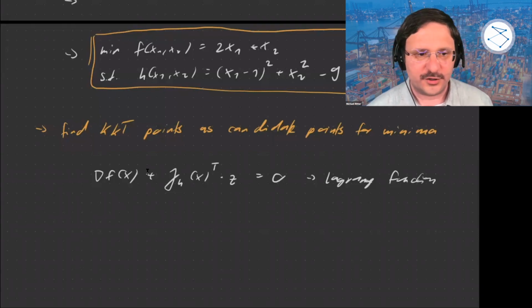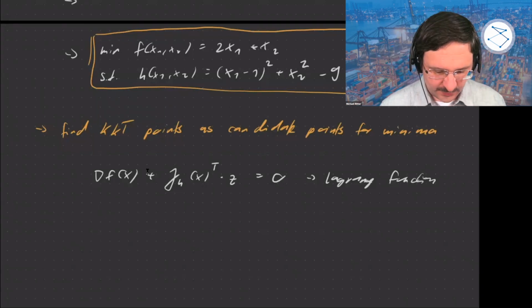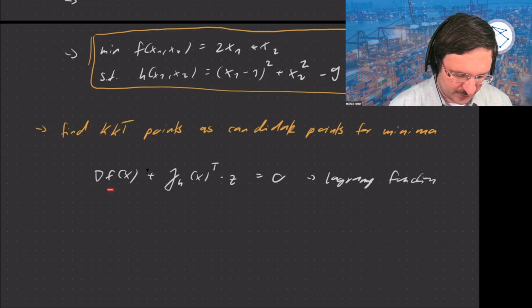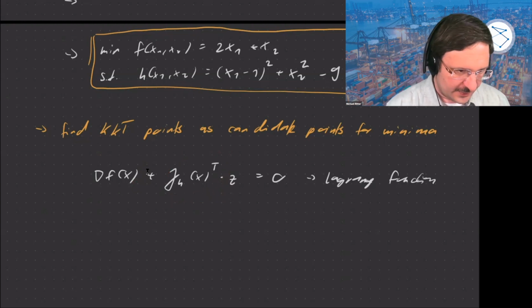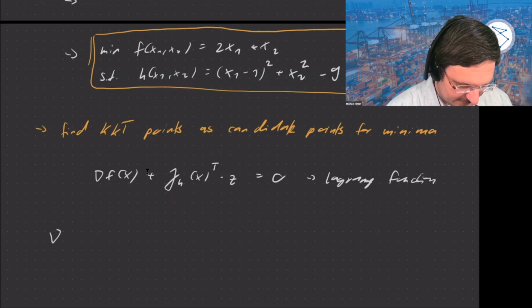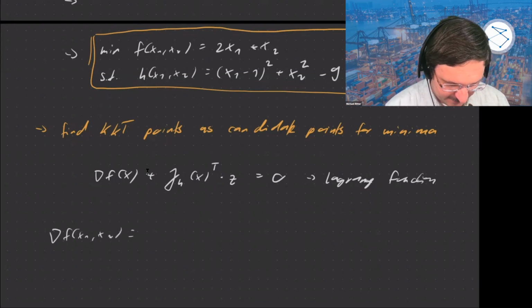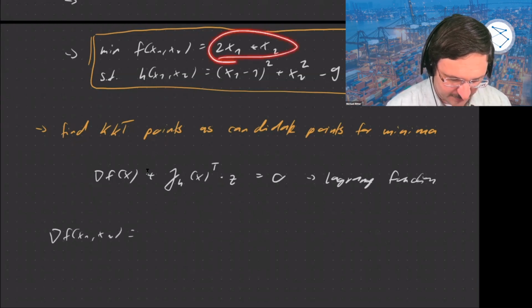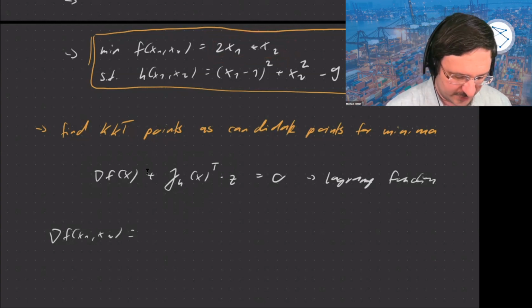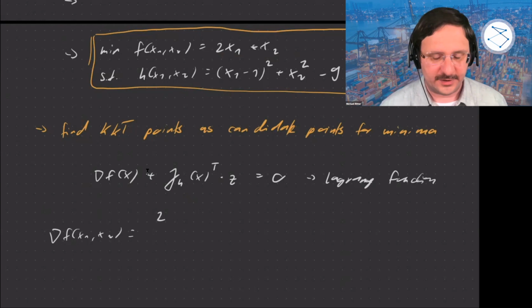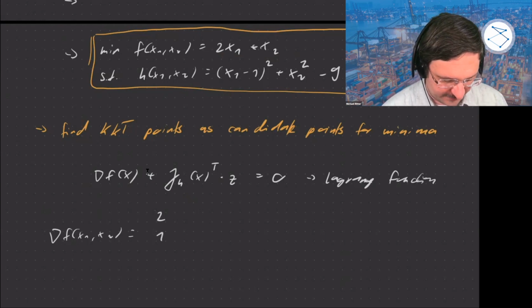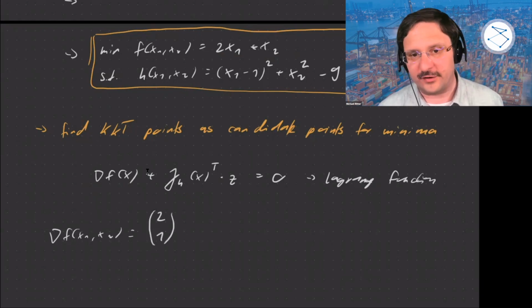or the Lagrange condition. So what we need to compute is the gradient of f and the Jacobian of h. Okay, so let's do that. Gradient of f. Well, this is the function f here. So the partial derivative with respect to x1 is just 2. And the partial derivative with respect to x2 is 1. So that function has a constant gradient, the vector (2, 1).